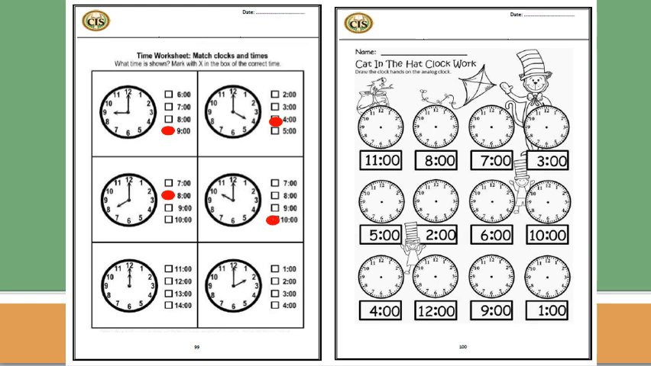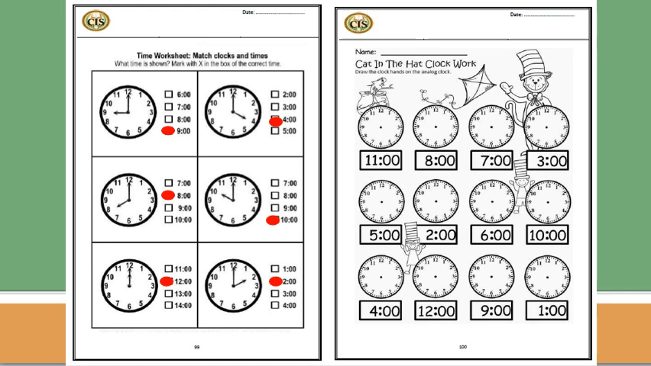Here the short hand and the long hand point to 12. So it will be what? 12:00. 12 for hours, 0, 0 for minutes. The last clock here, the short hand points to 2 and the long hand points to 12. So it means 2:00. Page 100. Draw the clock hands on the analog clock.